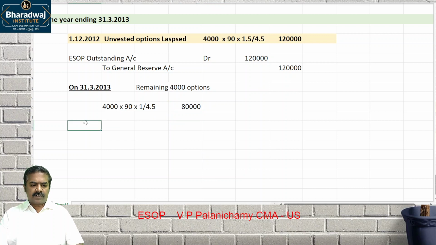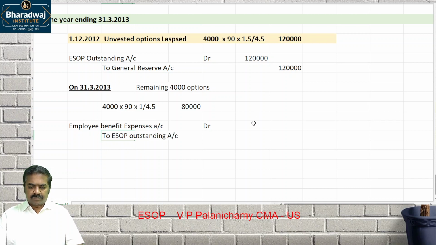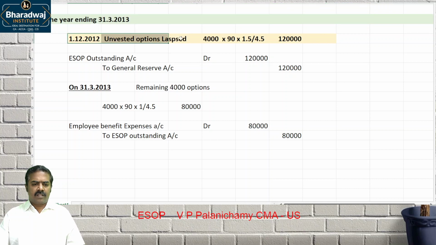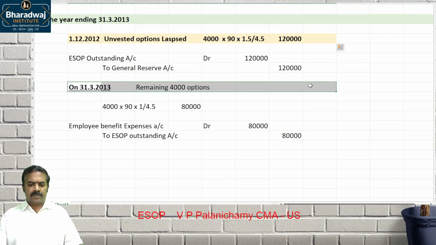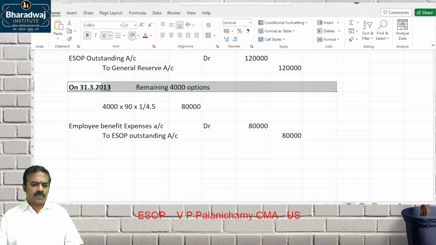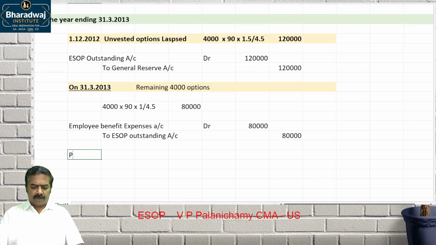What is the journal entry you will pass? Employee benefit expenses account debit to which one? ESOP outstanding account. This is for the year ending 31st March 2013. We cancel the options. For the remaining options, we pass the entry and it is charged to the P&L account. Sorry, employee compensation expenses.